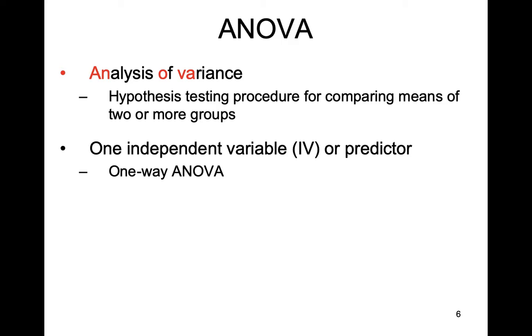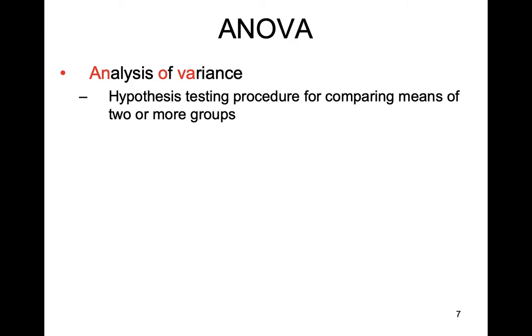In the language of ANOVA, we will do a one-way ANOVA when we have only one independent variable or one predictor. When we have two or more independent variables, we'll do a factorial ANOVA, and that will be a topic for a subsequent lecture.